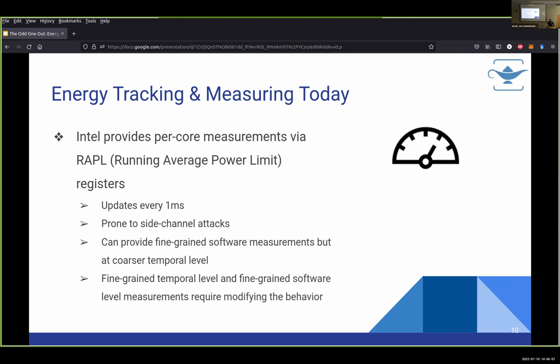For example, you can get how much energy your application is using at 1 second intervals.